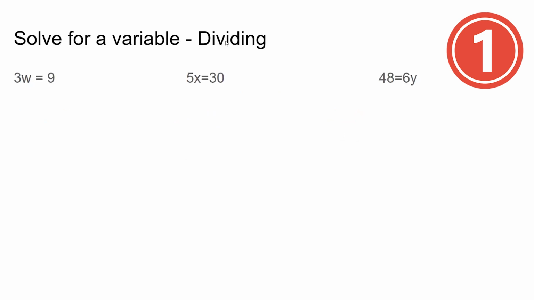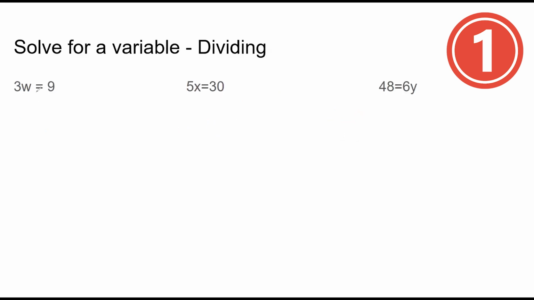Dividing. If you have a number beside a letter, that's called a coefficient. And if you want to get rid of the coefficient, you're not really getting rid of it. You just want to get it down to 1. You're going to divide by the same number, not the opposite this time, the same. So I do 3w over 3 and then 9 over 3. And that gives me 1w equals 3. 9 divided by 3 is 3.